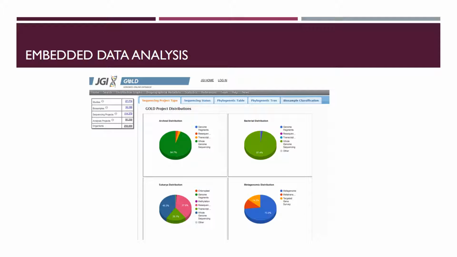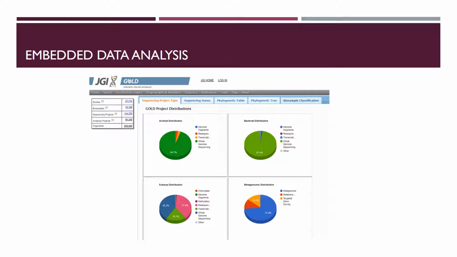So this is just a screenshot of GOLD. You can see on the left, it's pretty tiny, but you can click on studies, biosamples, sequencing projects. Looks like now they're up to 114,000 sequencing projects, and then analysis projects and such. And what I did click on was sequencing project type.